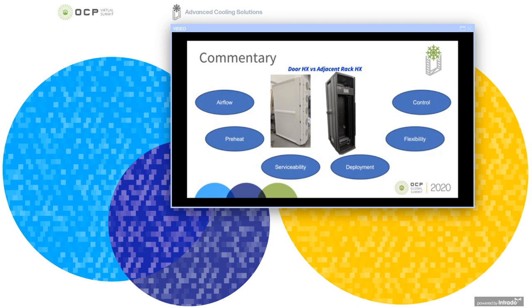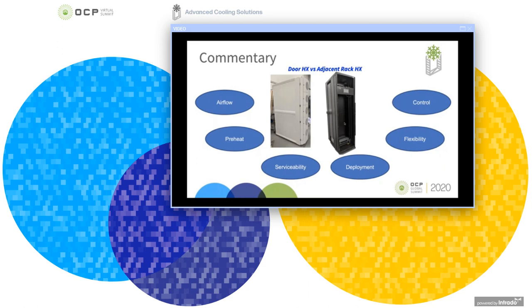From a deployment point of view, the rear door heat exchanger enables rack and roll fully integrated systems. So the rack, the IT, and the rear door heat exchanger as one system, while the adjacent rack cooler requires dealing with two separate rack entities. From a flexibility perspective, the adjacent rack cooler is more flexible since it can even be used to enable further liquid cooling technology, such as enabling an immersion tank in an air-cooled setting.